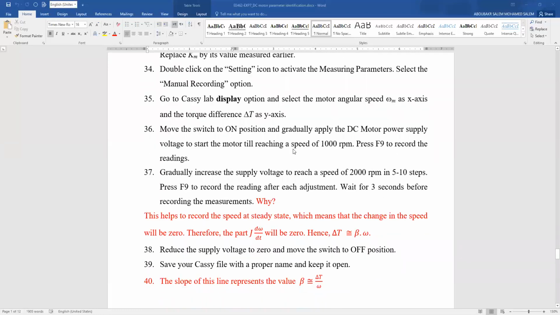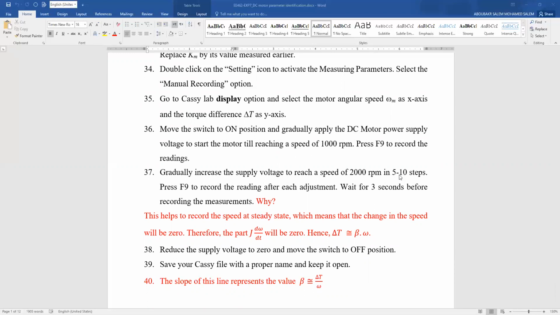Then move the switch to the on position and gradually apply the DC motor power and start the motor until reaching a speed of 1000 RPM and press F9. So we will press F9 when we reach the speed of 1000 RPM, like we have made in the previous test. After that, gradually increase the supply voltage to reach 2000 RPM again.